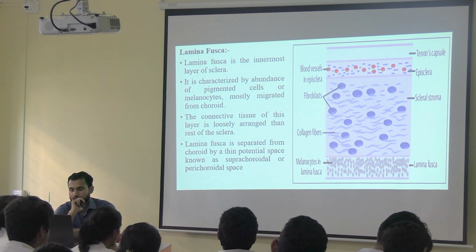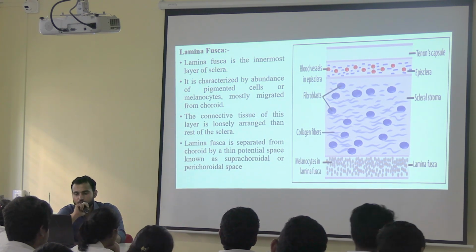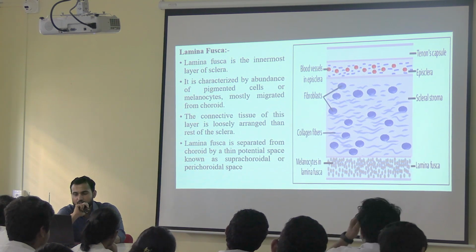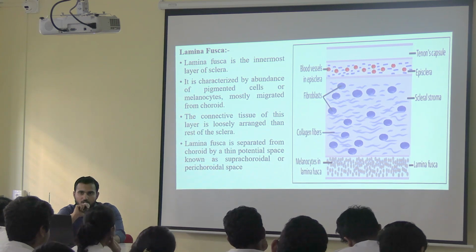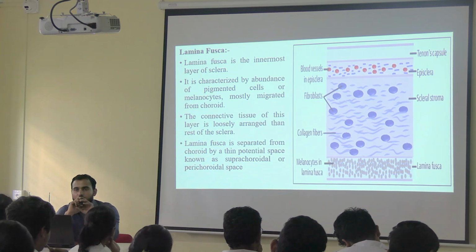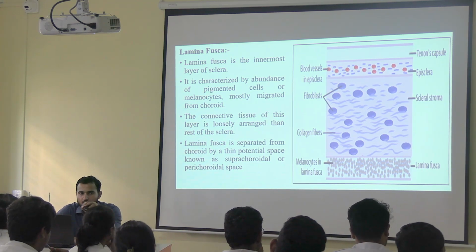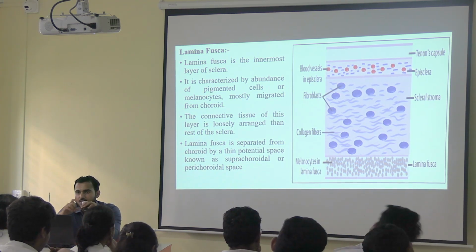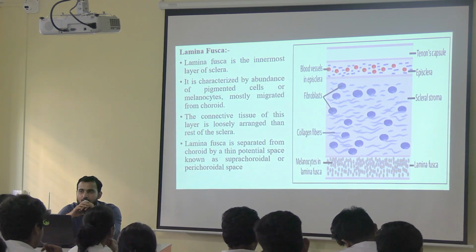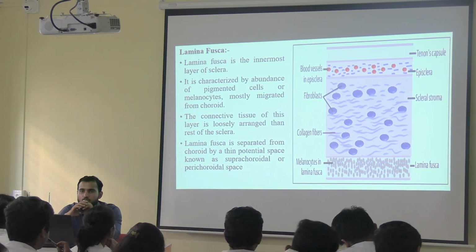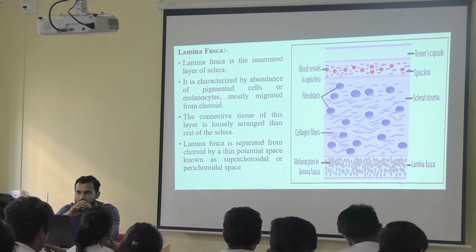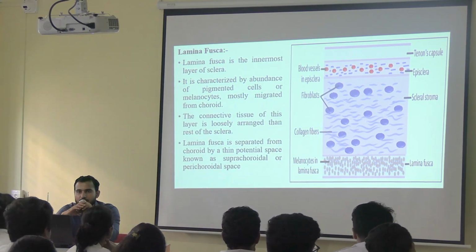Next, lastly, the lamina fusca. That is the innermost layer. Here you can see abundant pigment cells are present. Along with that, loosely arranged connective tissue is there. Now this lamina fusca is separated from the choroid. Choroid is a part of the vascular layer. It is separated from the choroid by a potential space called the suprachoroidal space. The suprachoroidal space is an important potential space which is used for different surgical interventions. Along with that, this particular space is used to deliver drugs into the eyeball.